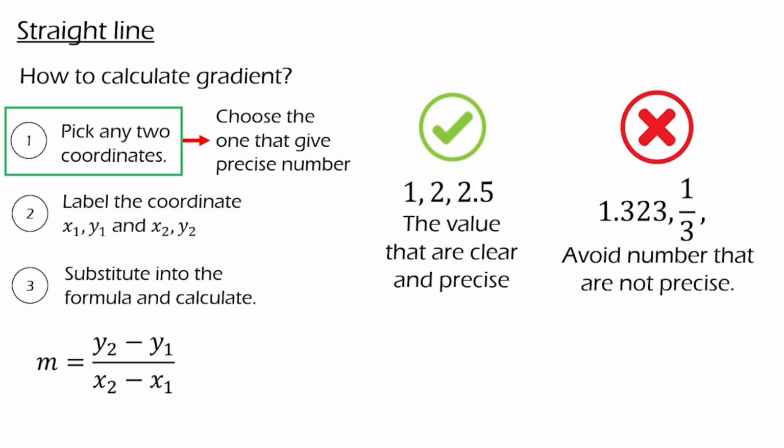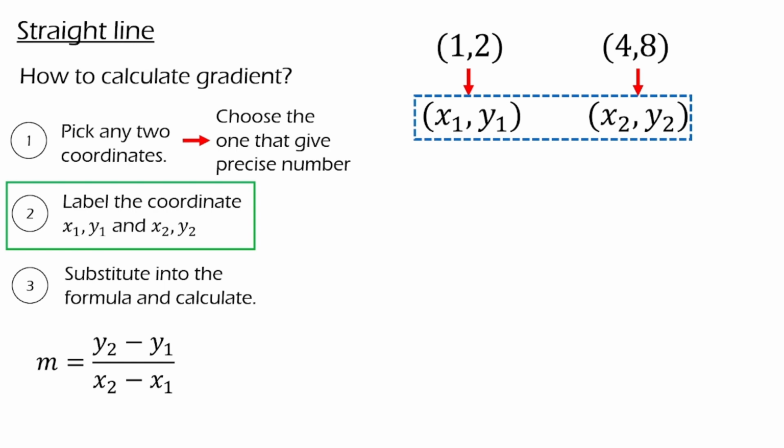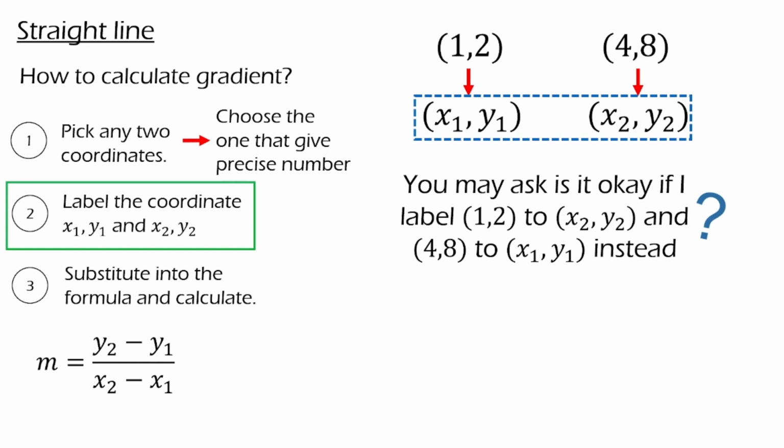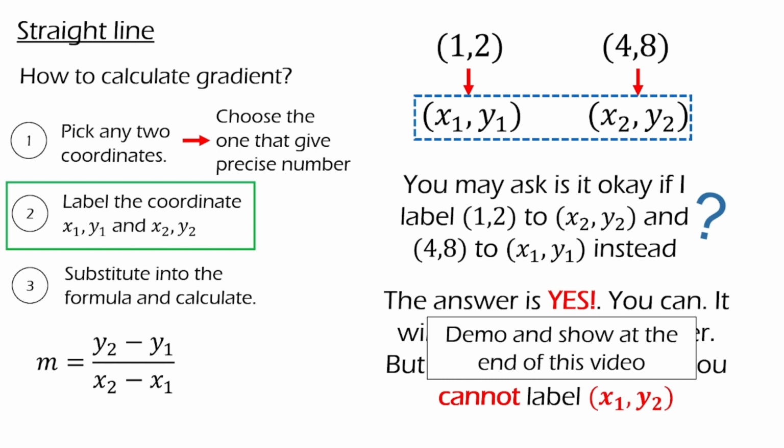Let's move on to the second step. Let's say we have two coordinates. We label the coordinates as x1, y1, and x2, y2. As easy as that. You may ask, is it okay if I label the coordinate 1, 2 as x2, y2, and the coordinate 4, 8 as x1, y1 instead? The answer is yes, you can. It will result in the same answer, but it must be in pairs. Means you cannot label, for example, x1, y2. I will demonstrate this at the end of this video.